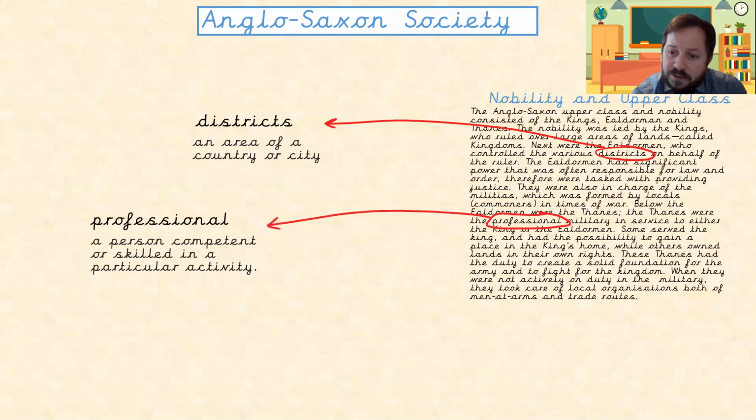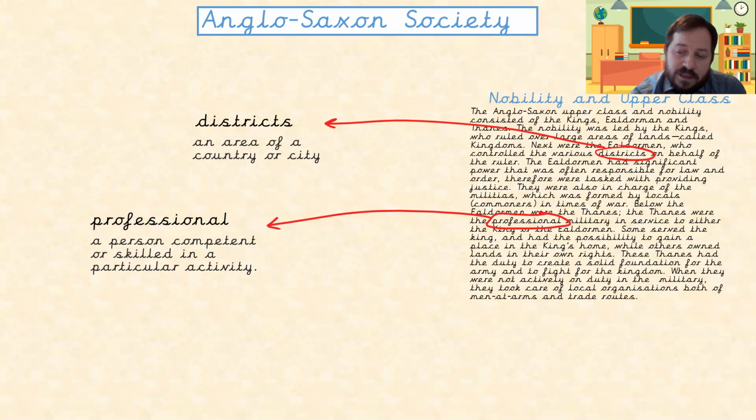Then you've got professional. Now, professional actually means lots of different things. In this particular term, thanes were the professional military. It means that a person is competent or skilled in that activity. So they are competent and skilled as a military person.